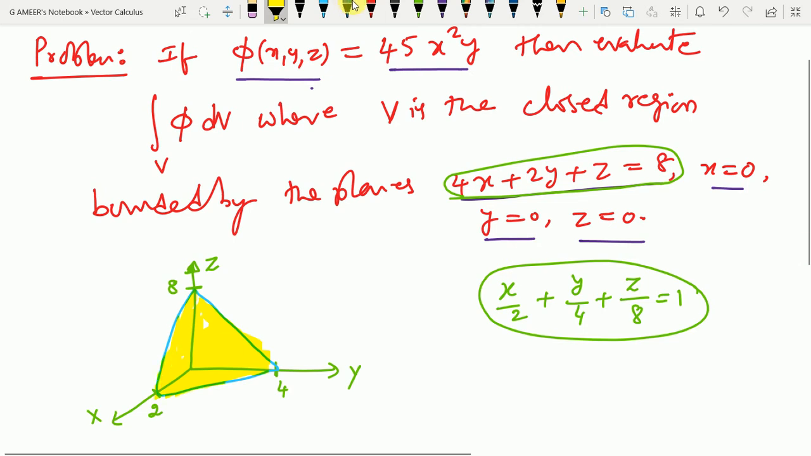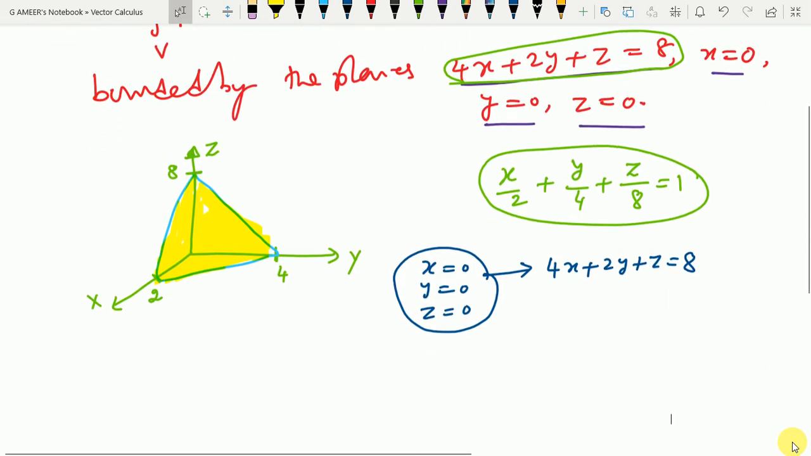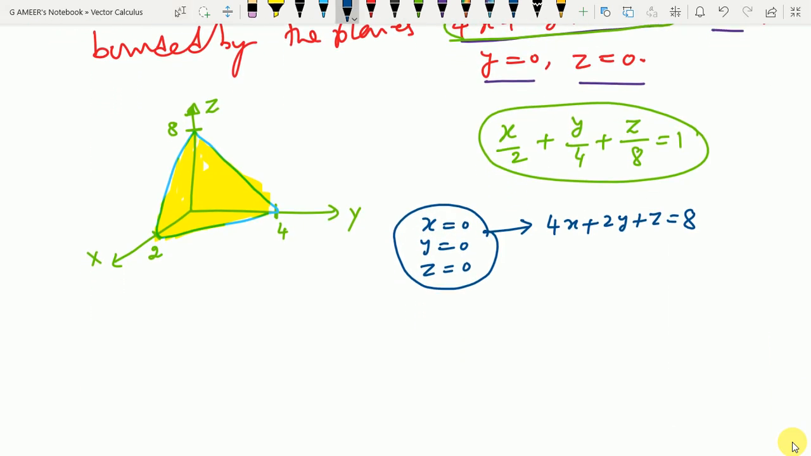So x, y, z will vary with the condition like this. Of course x initially 0, y initially 0, and z also initially 0. The upper limits are decided by this constraint, that is 4x plus 2y plus z is equal to 8. Let us talk about the height. First, the z value: z is equal to 8 minus 4x minus 2y. So the height is fixed, z is going from 0 to 8 minus 4x minus 2y.